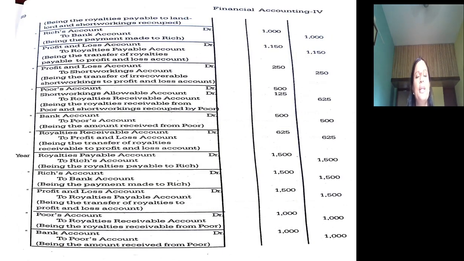The lessor will be paid: Rich account debit to bank 1,000. Then royalty payable should be closed by transferring it to profit and loss account. Journal entry: profit and loss account debit to royalty payable account 1,150. Non-recoupment of short working means the amount of short working which cannot be recouped further, because this is the fourth year, so we cannot recoup. That's why the unrecoupable amount will be closed by transferring it to profit and loss account. So the fourth journal entry in the fourth year is profit and loss account debit to short working account. This is the journal entry during the fourth year.